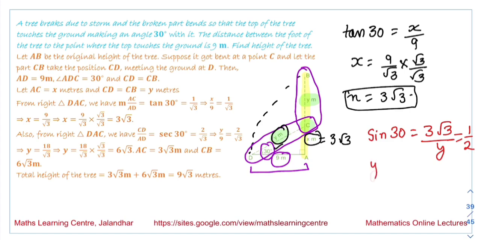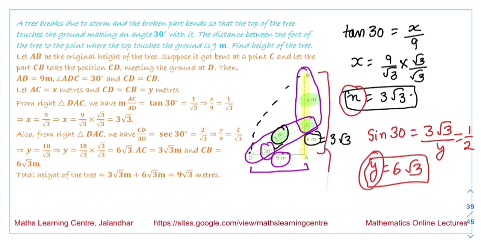So the value of y we get, it is 6 root 3. So the total height of the tree, this total height we are saying that will be x plus y, that is equal to 9 root 3 meters. This is the total height of the tree.